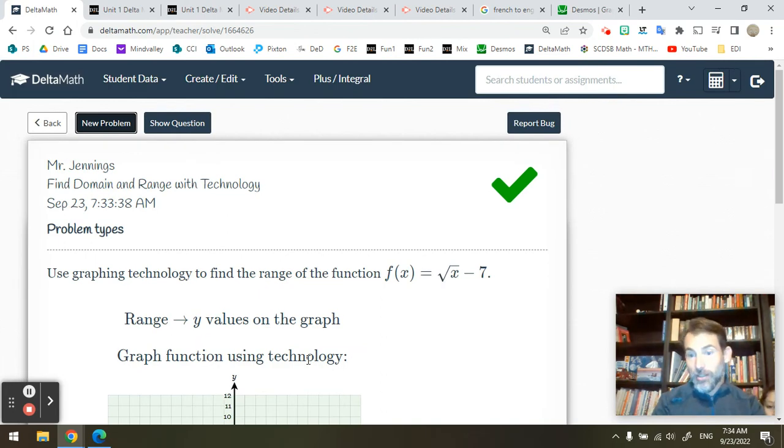You don't need curly brackets in Desmos for this. In Delta Math, it doesn't like curly brackets. Use curly brackets in Desmos, and you can limit the ranges of your functions.